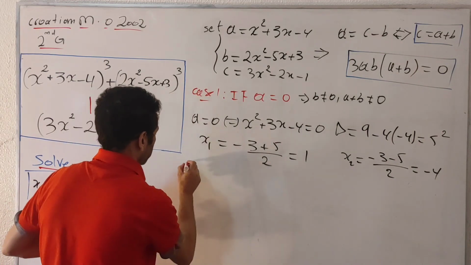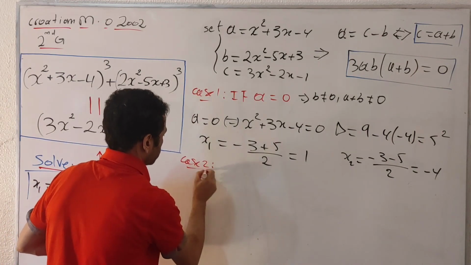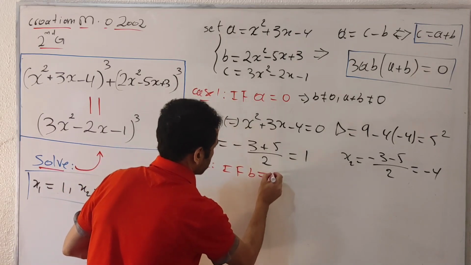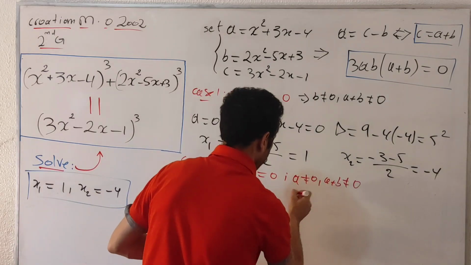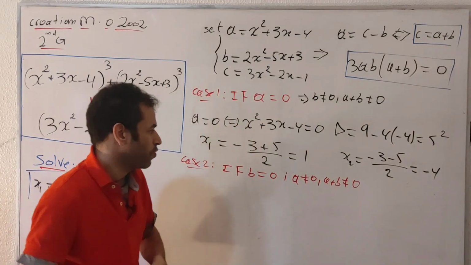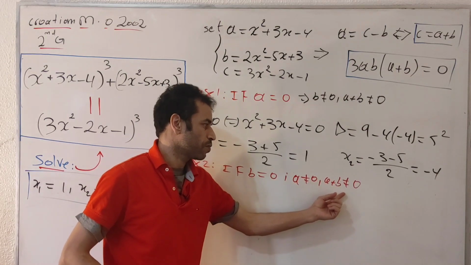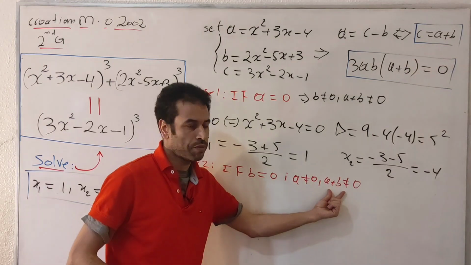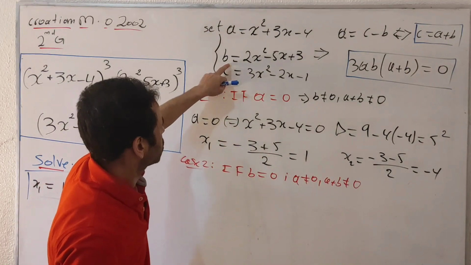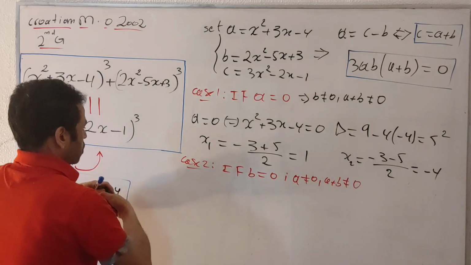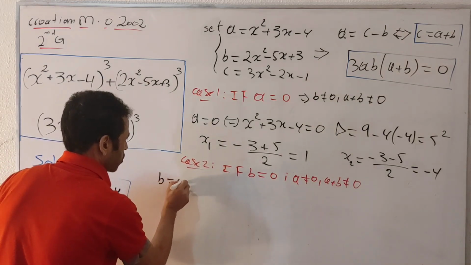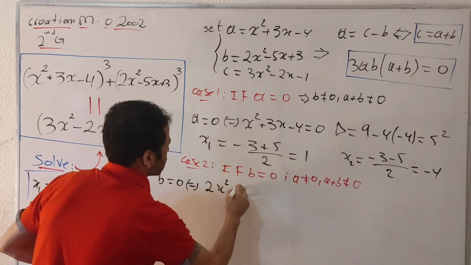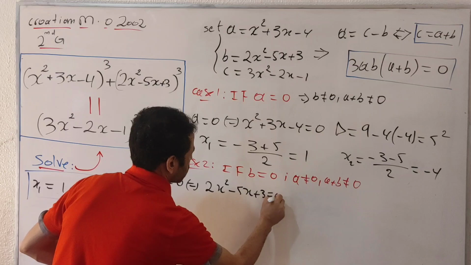Now I'm going to check another case. Case number 2: if b equals 0 and a is different than 0 and a plus b is different than 0. If a is different than 0, a plus b is arithmetically different than 0, because this sum depends on a and b. b equals 0, that means this equation becomes x squared minus 5x plus 3 equals 0.